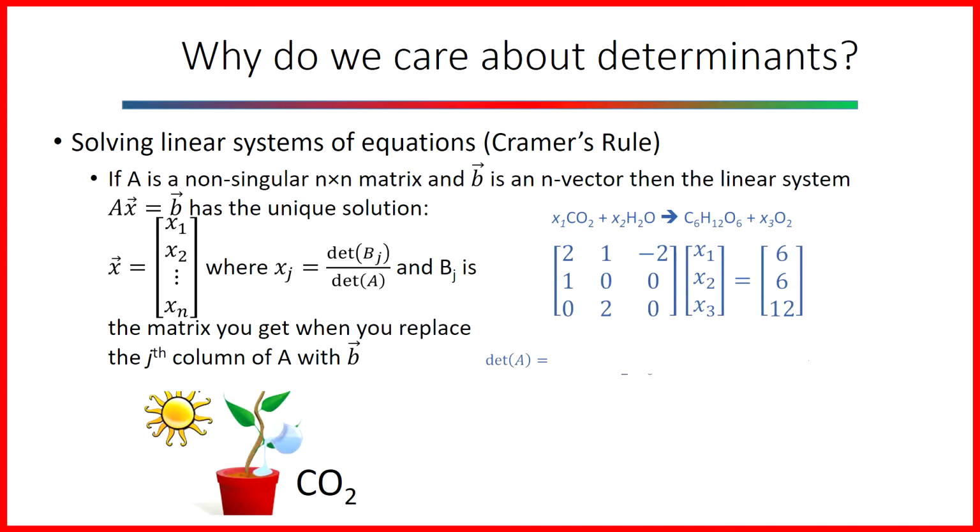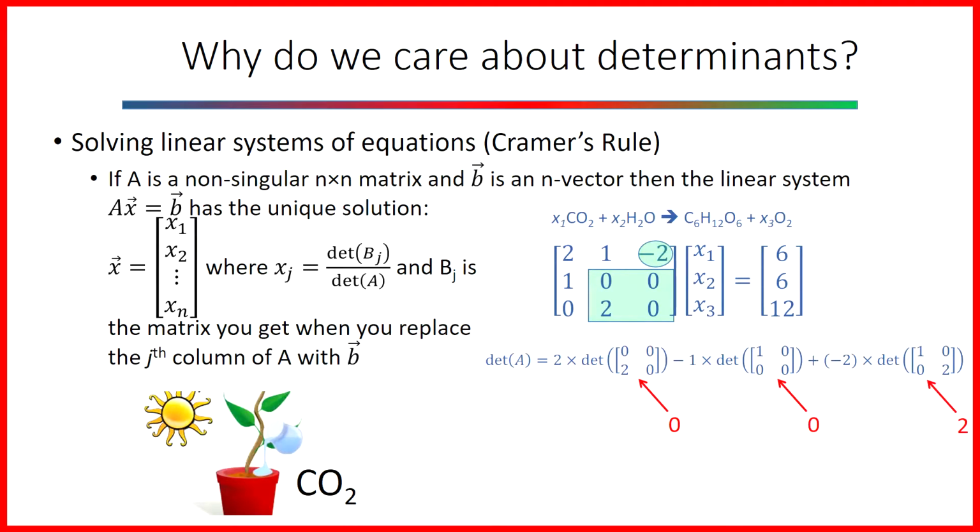The determinant of A equals 2 times the determinant of [0, 0; 2, 0] minus 1 times the determinant of [1, 0; 0, 0] plus negative 2 times the determinant of [1, 0; 0, 2]. The determinant of the first two 2x2 matrices is 0 for both, which you should be able to figure out pretty easily. The determinant of the third matrix is 1 times 2 minus 0 times 0, which of course is 2. So that means that the determinant of the entire 3x3 matrix A is negative 4.